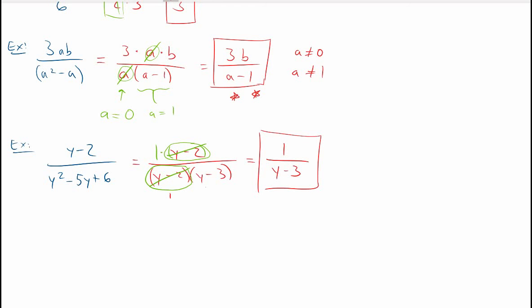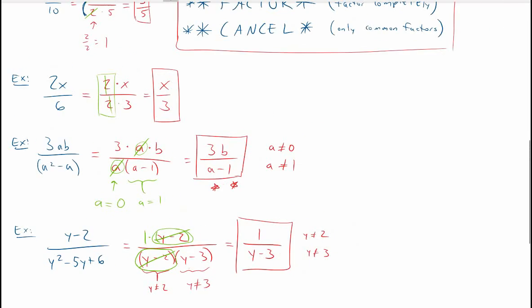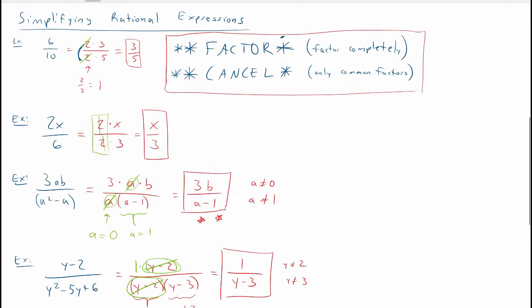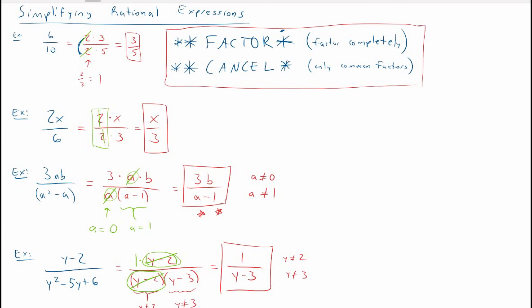making note again of any values that would cause the expression to be undefined. We see here that y cannot equal 2, or the expression would be undefined. We see here that y cannot equal 3, or it would cause the expression to be undefined. So in our final answer, we'll note y cannot equal 2, y cannot equal 3. So this is just a quick intro to simplifying rational expressions. 2 major steps when we simplify a rational expression: factor, then cancel.